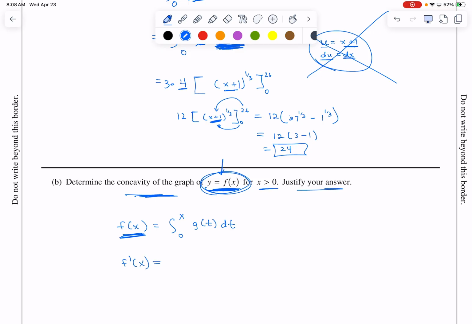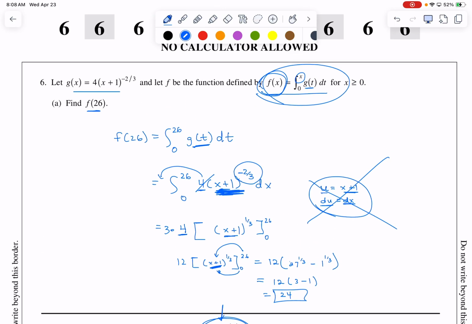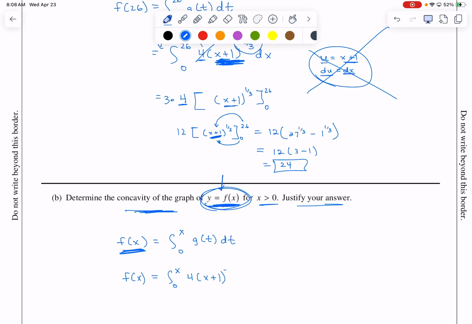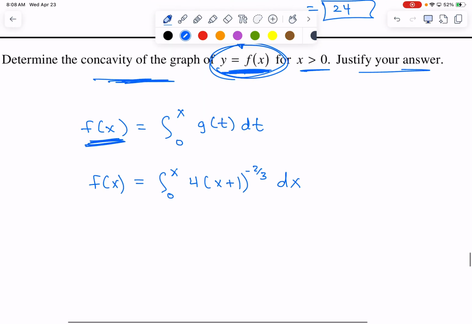Okay, first of all, we need to plug in g of x. What is g of x? Your quiz is right there. It's the integral from 0 to x of 4 times x plus 1 to the what power? Was it negative 2/3? Correct? Yeah. Now, if you do f prime of x, remember the derivative of the accumulation function?